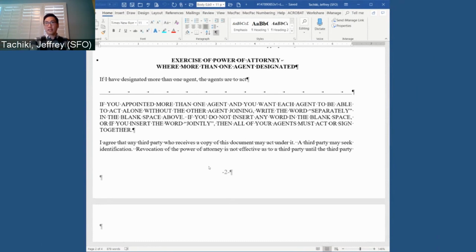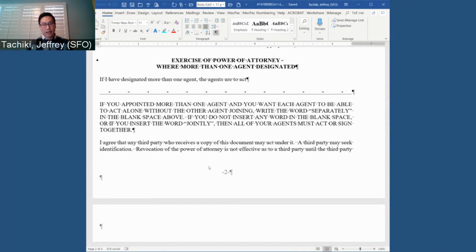This power of attorney allows you, if you look there in the CAP language, to decide whether or not, if you have co-agents, to allow those agents to act independent of each other, or if they must act jointly. And if you are okay with them acting independently, you would write the word separately in that blank. If you require them to work jointly together, then you would obviously write jointly in that blank.